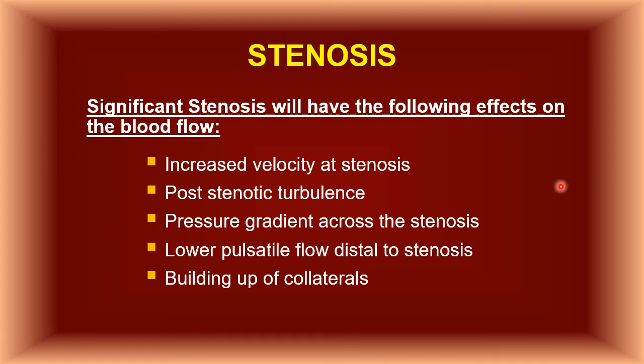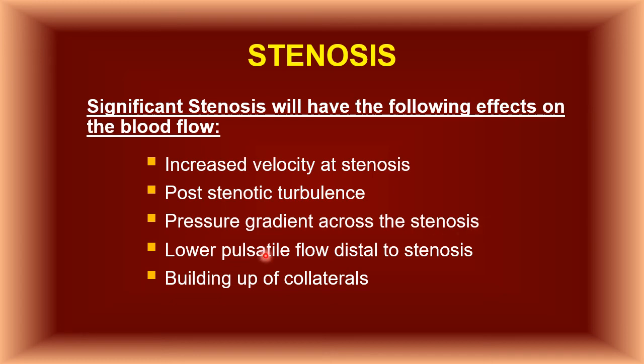So in the presence of significant stenosis, we need to understand some events or consequences. What will happen in the flow? Number one, we get a higher velocity. Number two, we might get post-stenotic turbulence. Number three, we might get a pressure gradient across the stenosis. This is a building of a pressure gradient, because the pressure at the end of the stenosis will be much lower than the pressure at the beginning of the stenosis. And we mentioned why: because of a lot of energy losses.